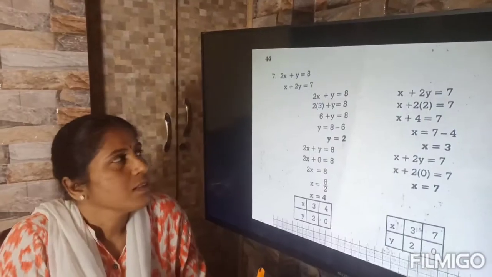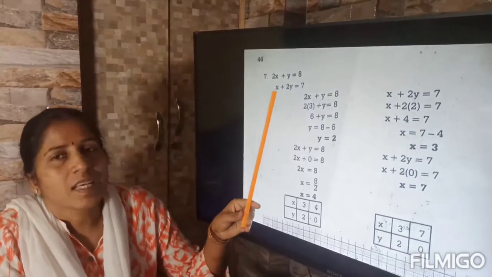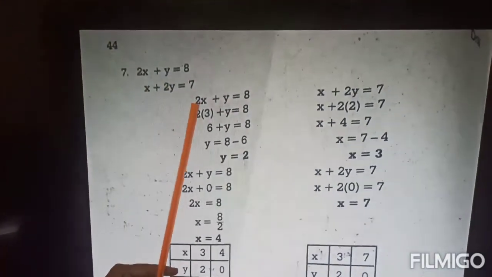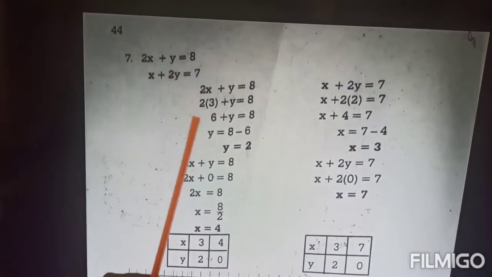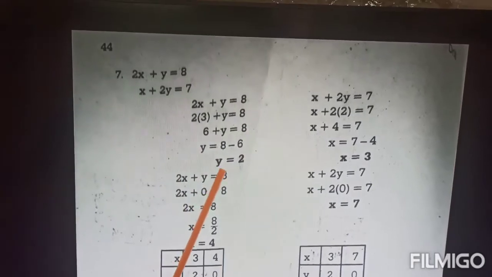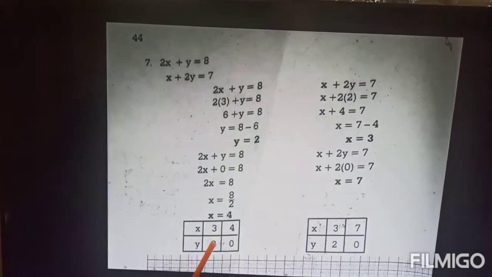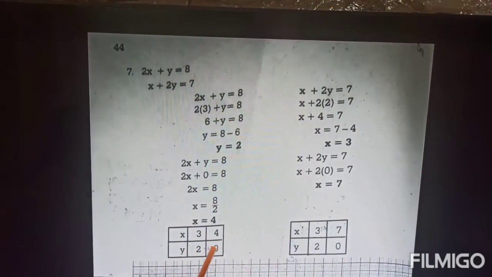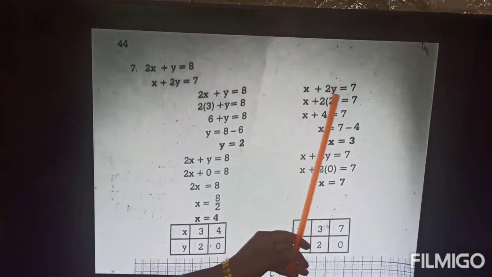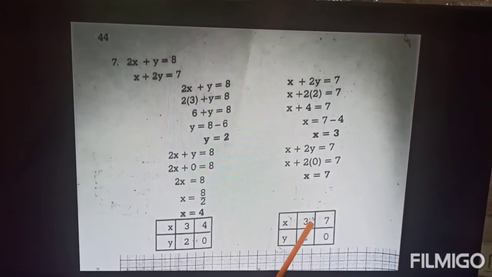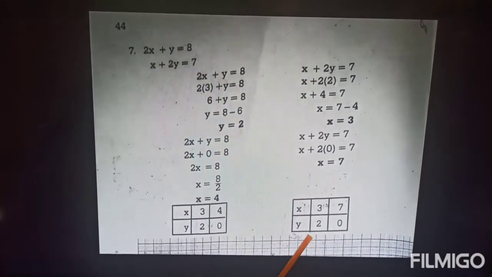Okay. Students, in the next example, the given equations are 2x plus y is equal to 8 and x plus 2y is equal to 7. I replaced the values for x and got the values for y. I gave the calculation here. See, this is the table for the coordinates for x and y, and from the second equation we got the values: replace the values for x, 3 and 7. We got the values for y, 2 and 0.